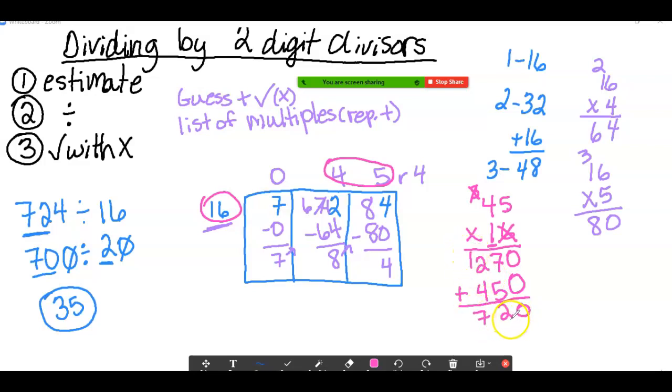Okay, so I have 720. Is that the number that we started with? It is not, because I still have to deal with my remainder. So I have to add that remainder in, and that gives me 724. So that is the dividend that we started with. So now I know for sure that I got that answer correct.